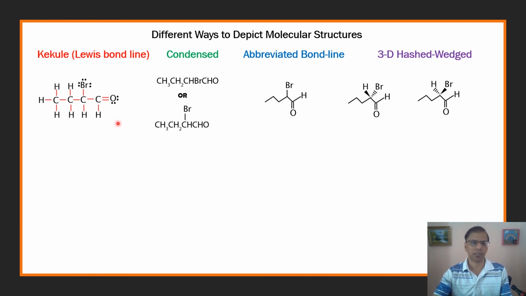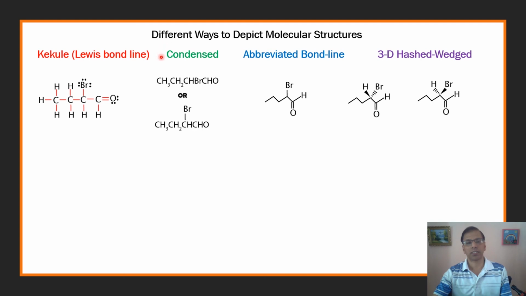So let's look at an example. In this case, the red lines represent the shared pair of electrons between the two atoms, whereas the lone pairs of electrons are shown in black. For example, in case of oxygen, there are two lone pairs of electrons, and there are two bonded pairs of electrons. In case of bromine, there are three lone pairs of electrons and one bonding pair of electrons.